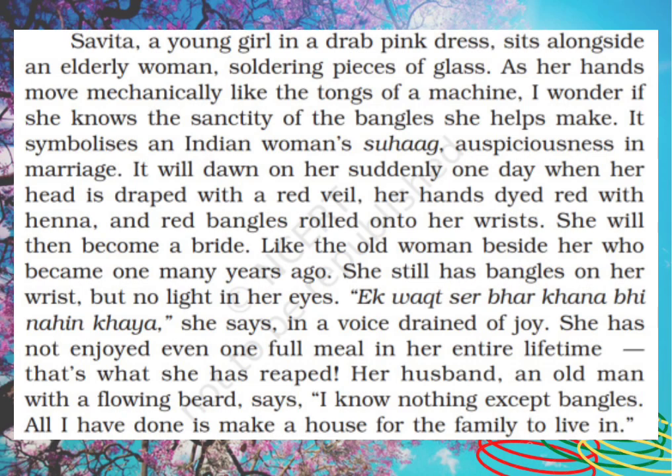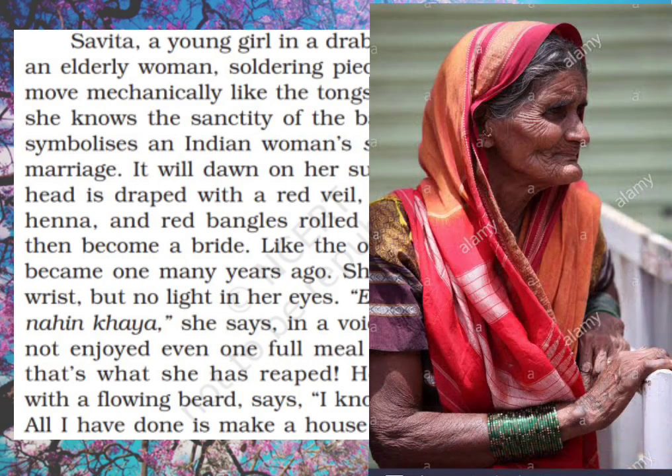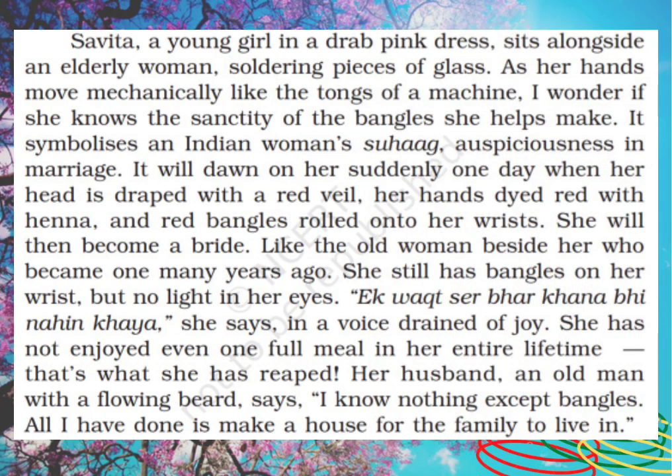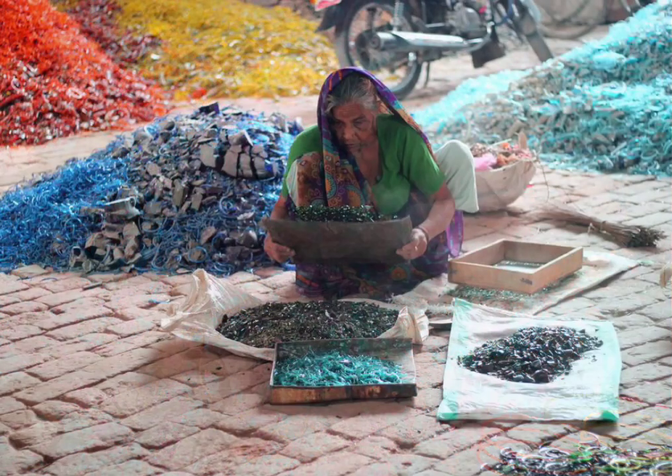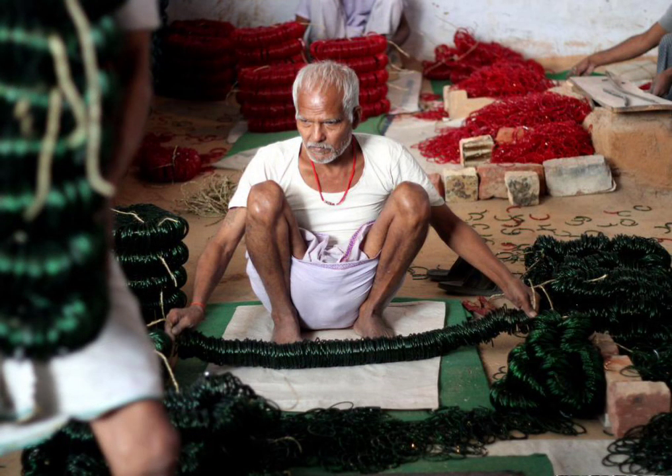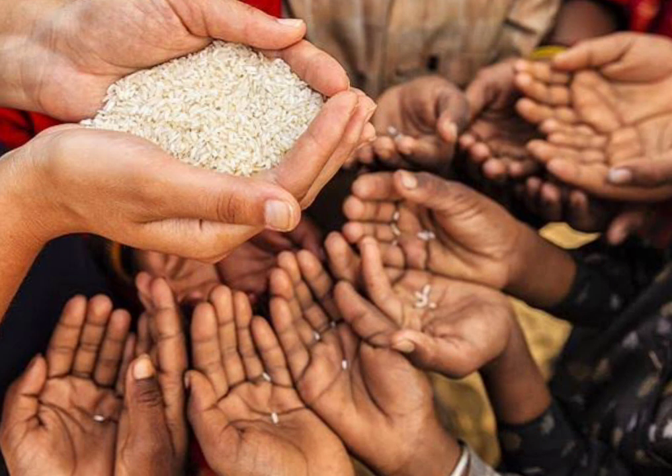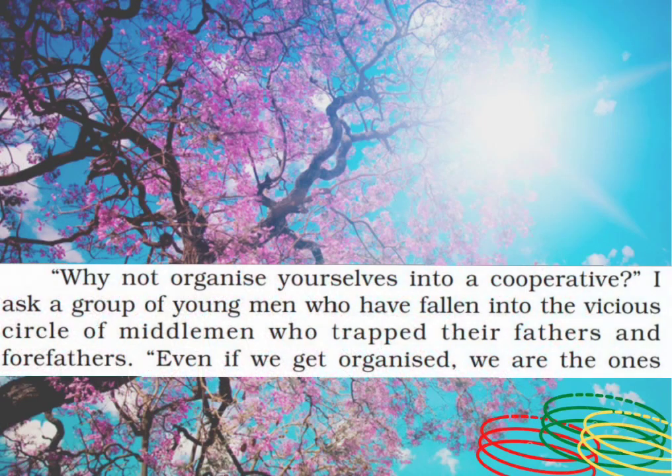The elderly woman became a bride long ago. Since her husband is alive, she has bangles on her wrist but no light in her eyes. She has already become blind. She has not enjoyed even one full meal in her entire lifetime. Here the elderly woman highlights the pathetic plight of the bangle makers who failed to enjoy even one full meal during their entire lifetime. The author asked the bangle makers, why don't you organize yourself into a cooperative?